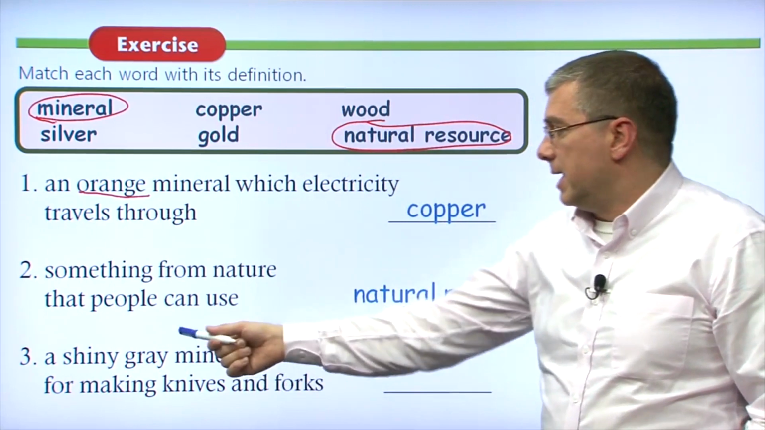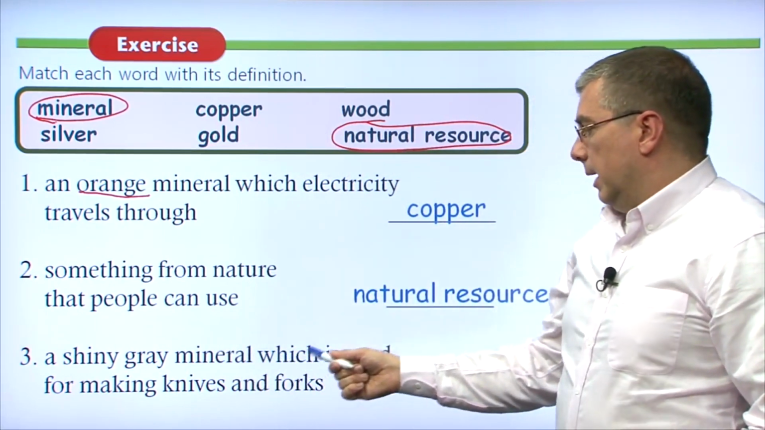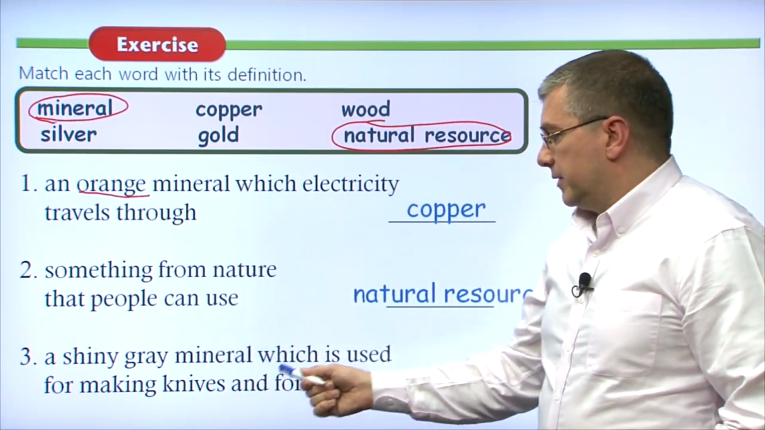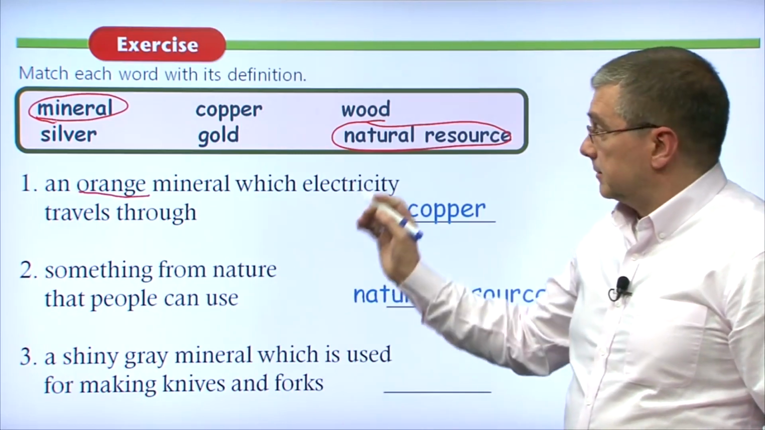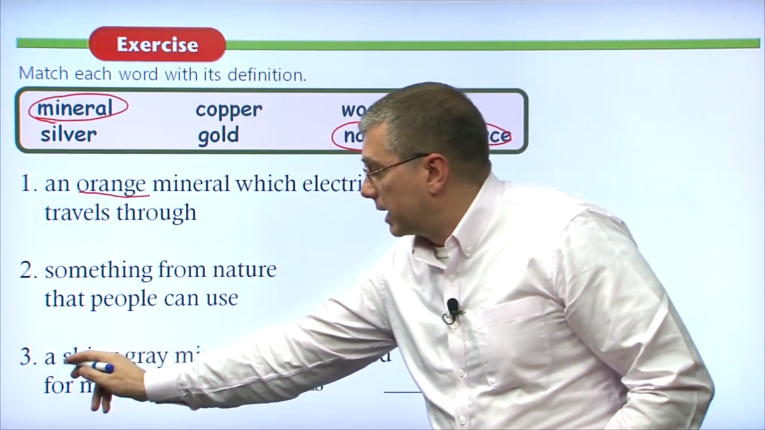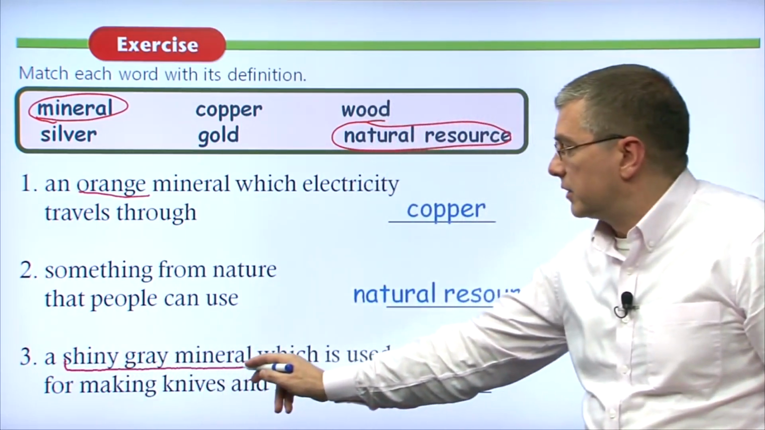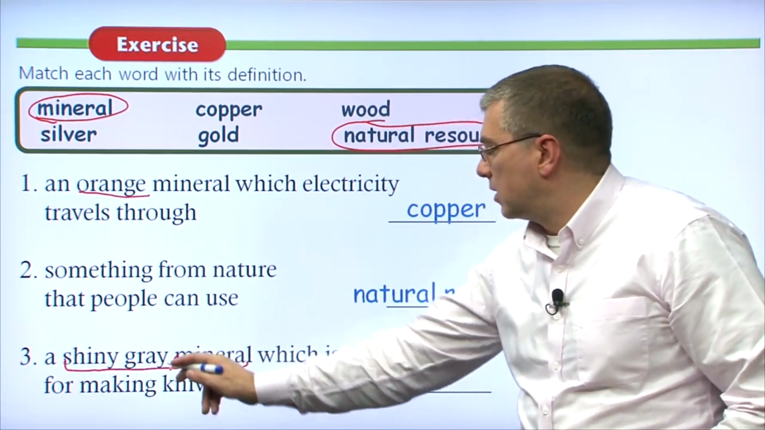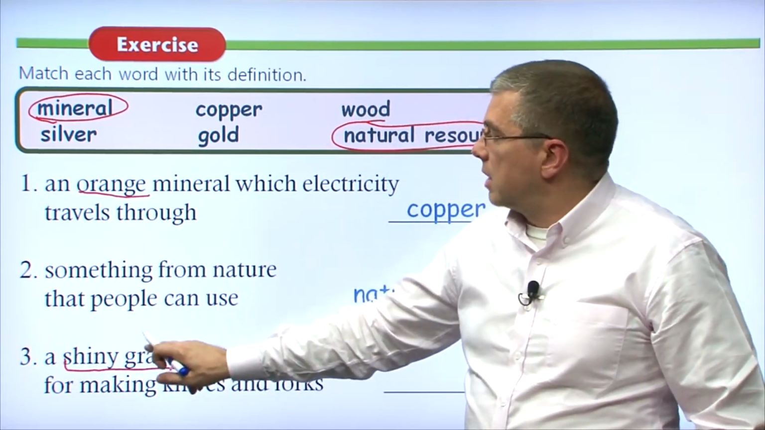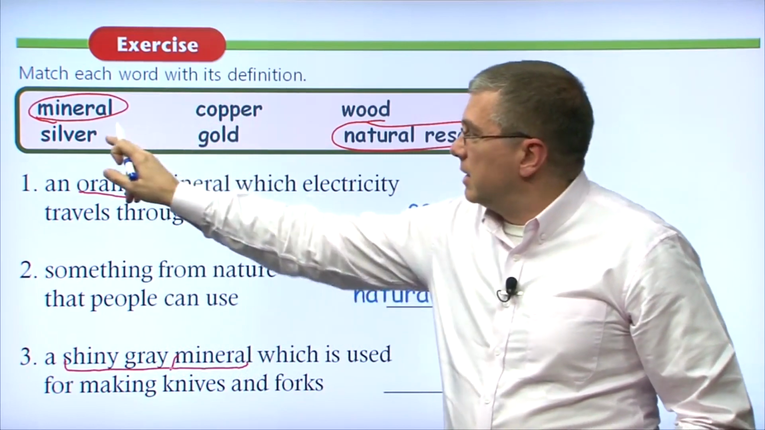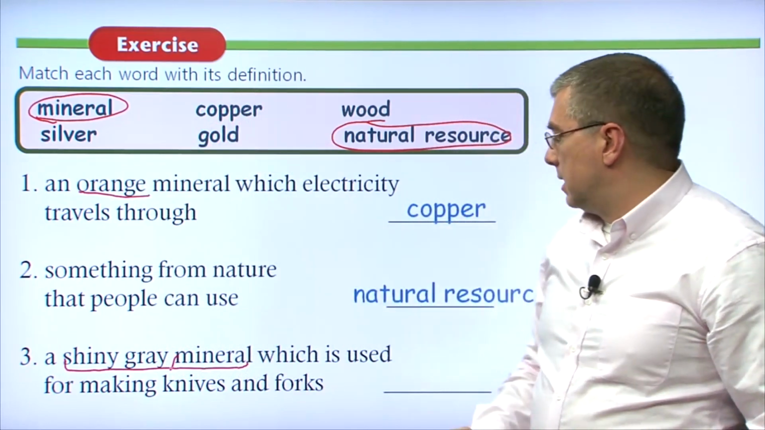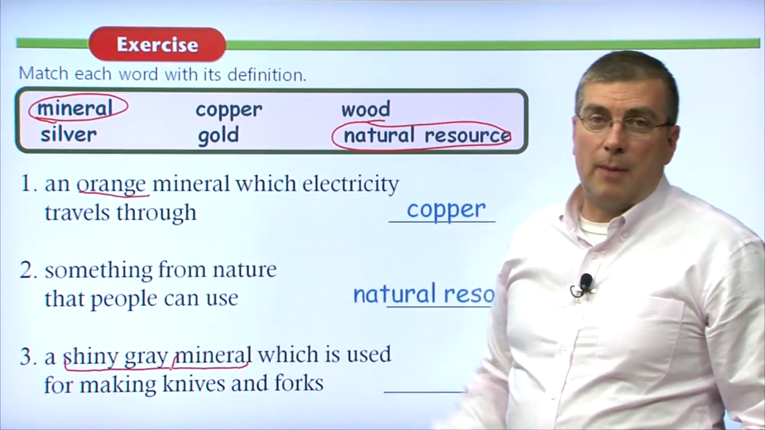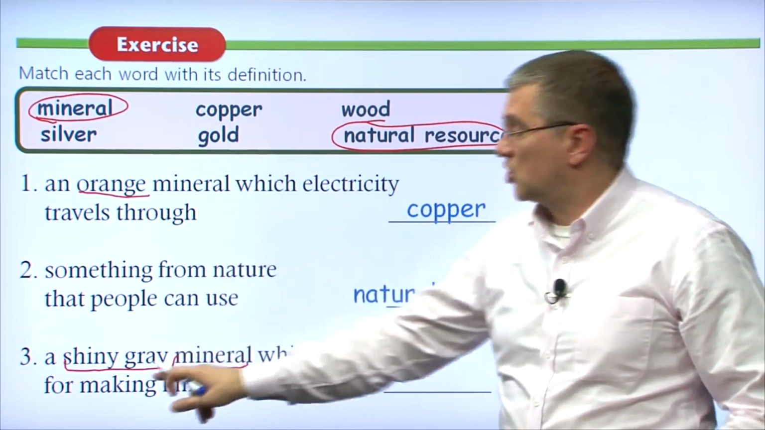Okay. 3, a shiny gray mineral, which is used for making knives and forks. Shiny gray is our key part right here. Shiny gray is our color, and of course we're looking at these 3 minerals here. Do we make knives and forks from copper? We could, but is copper shiny gray?